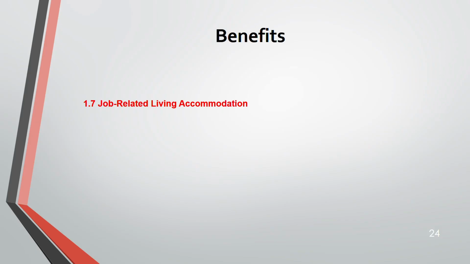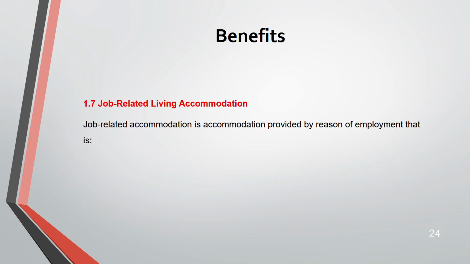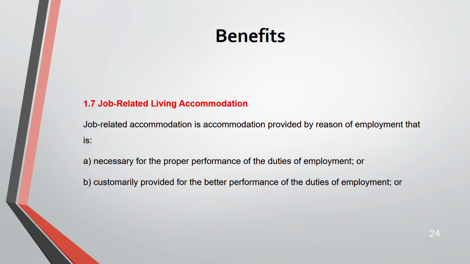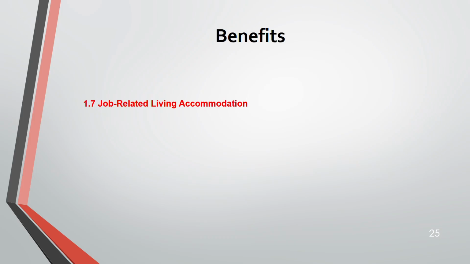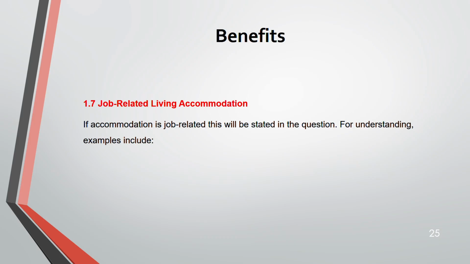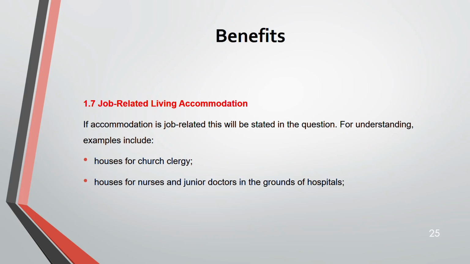So from living accommodation, we are moving to job related living accommodation, as we know that this is an exempt benefit. Okay, job related means because of your employment, this accommodation is provided. Either it is necessary for you to perform proper duties, or it is customarily provided for better performance, or for special security reasons. One of the 3 reasons. Now, if accommodation is job related or not, they will tell you in the question. These examples are included for your understanding, like houses for church clergy, houses for nurses, an apartment within an apartment block for a caretaker. All these are job related accommodation.